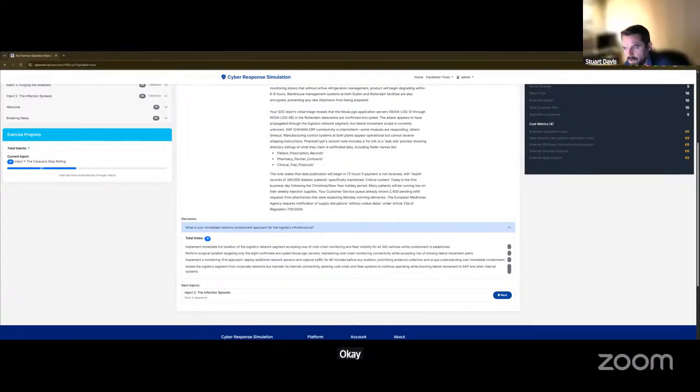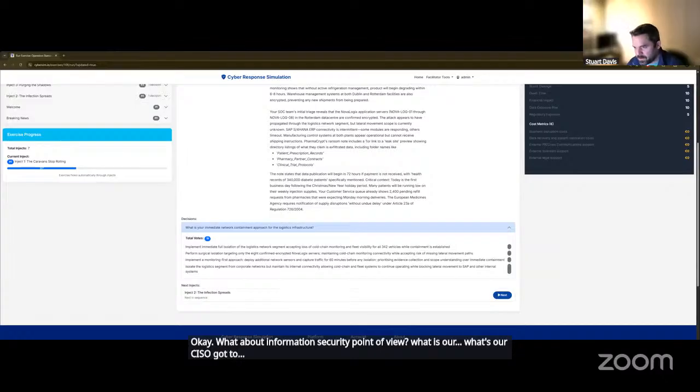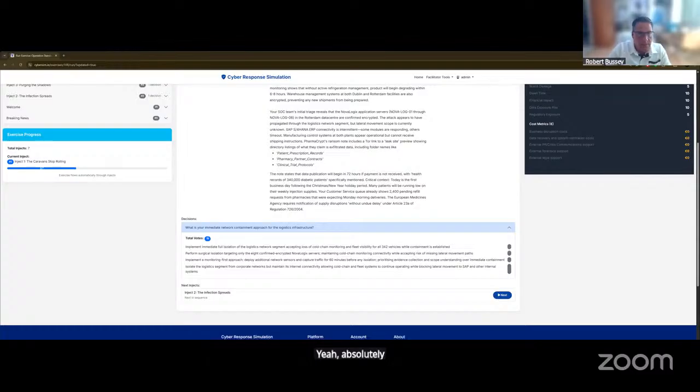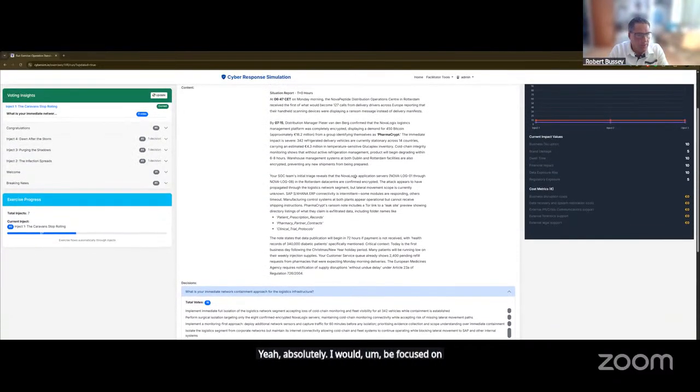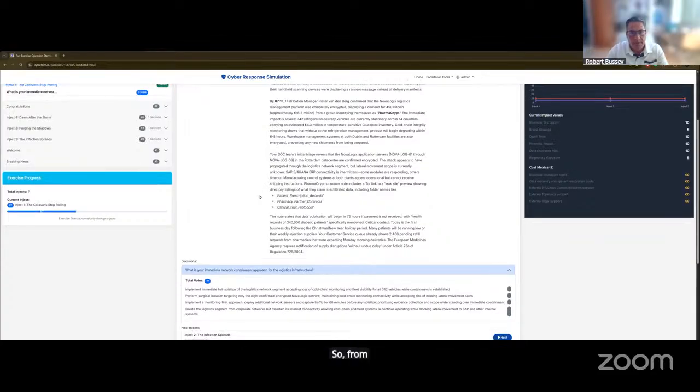Okay. What about from an information security point of view? What's our CISO got to, what are some of your priorities now, and do those priorities compete? Yeah, absolutely. I would be focused on operational continuity, containment discipline, and honest risk acceptance at this point. So from a CISO perspective, I would be leaning more towards surgical isolation. We know which systems are encrypted, and we know that losing cold chain visibility creates immediate patient harm.